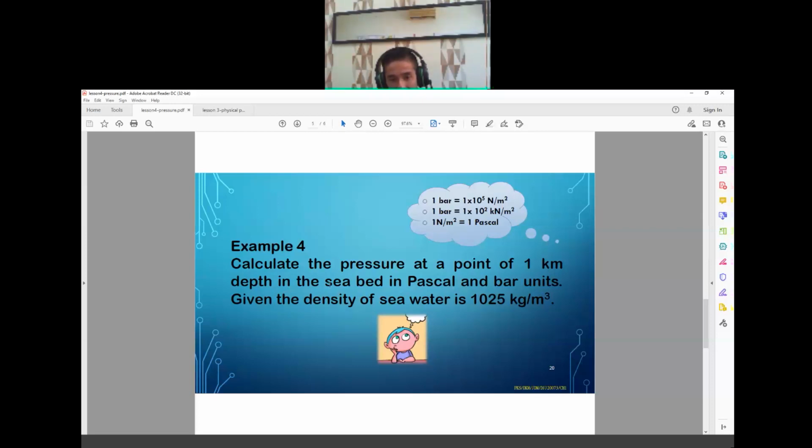Okay, so please calculate. The first one will be in Pascal unit. The second one, they want it to be in bar form. Bar. So as I mentioned to you, the bar will be 10 power of 5. So here, we don't use the universal water density. Since it is seawater, you have more than 1,000. Normally, it will be slightly higher than 1,000. Okay, so you have 1,025 kilogram over meter cube here.